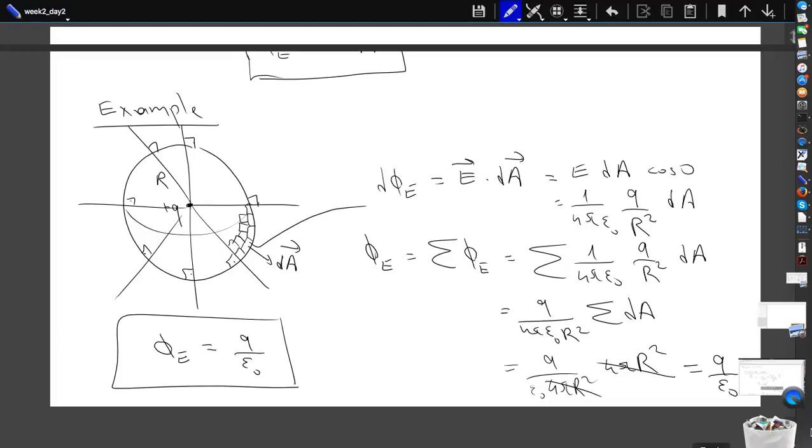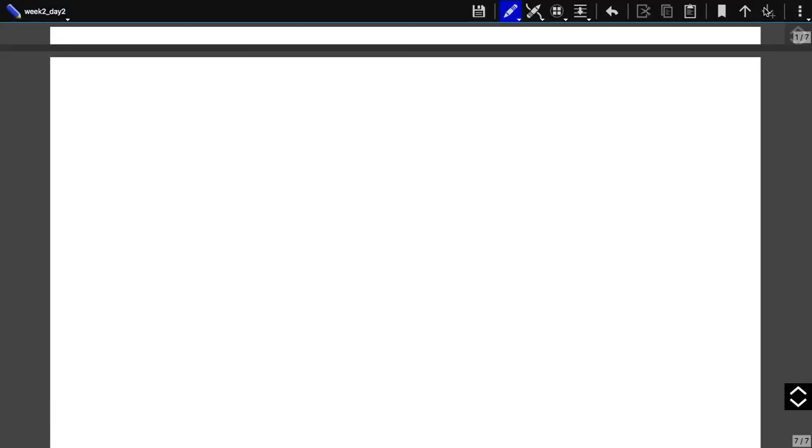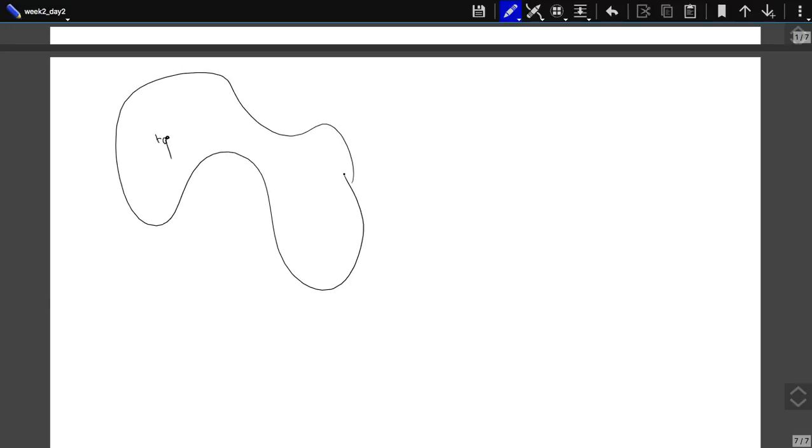Well, this is a simple example in which we also assume that this plus q charge is at the center. If the plus q charge is not at the center, the result is still the same. If you don't take a sphere but an arbitrary shape, the result is still the same. So you put this plus q charge over here, let's say, and you imagine such a surface, of course a closed surface.